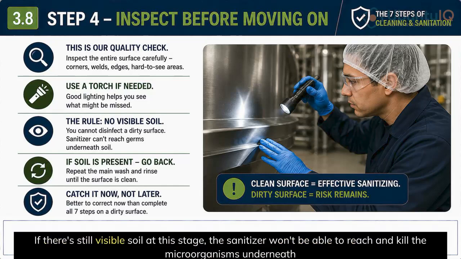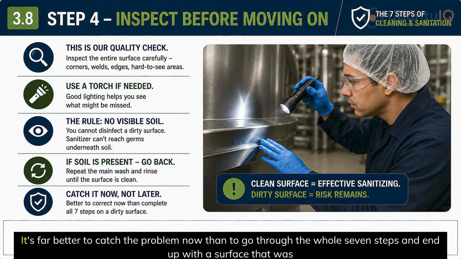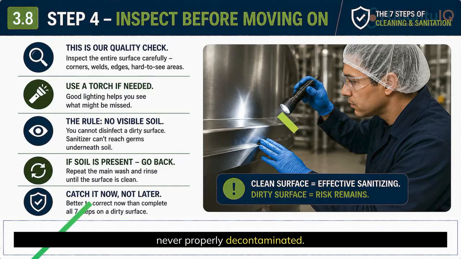If there's still visible soil at this stage, the sanitizer won't be able to reach and kill the microorganisms underneath it. We have to go back and repeat the main wash and rinse until the surface is clean. It's far better to catch the problem now than to go through the whole 7 steps and end up with a surface that was never properly decontaminated.